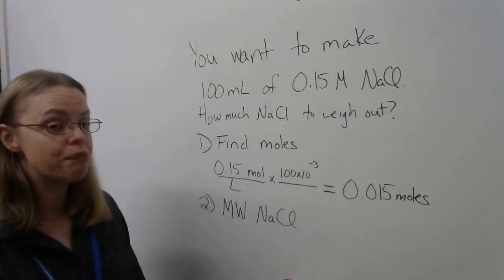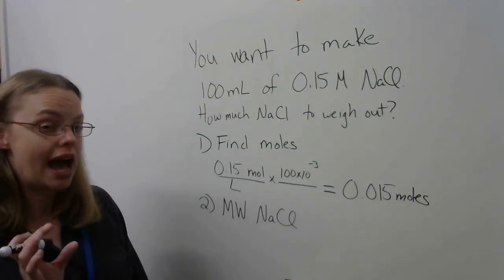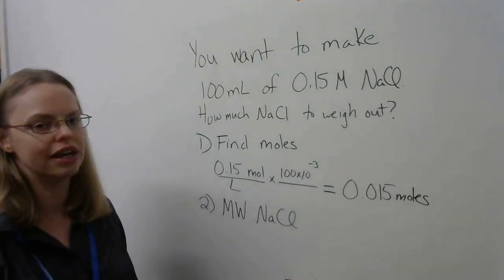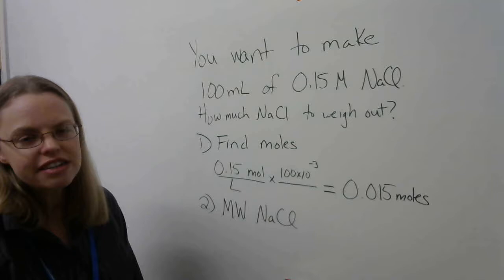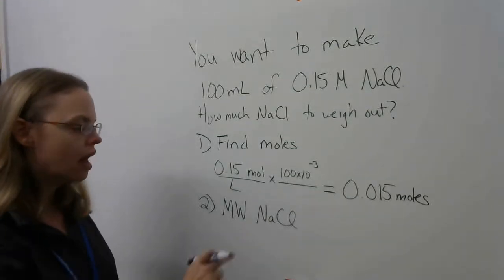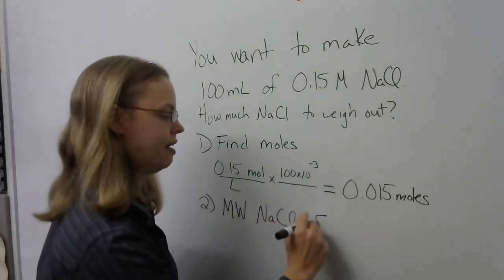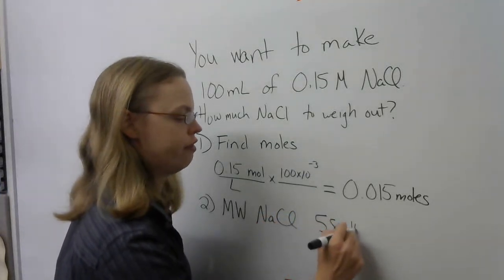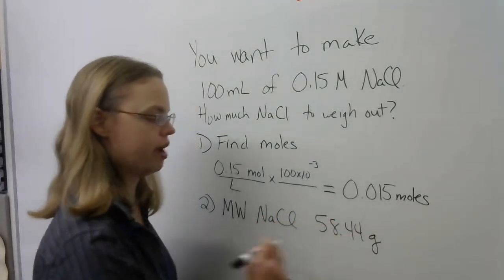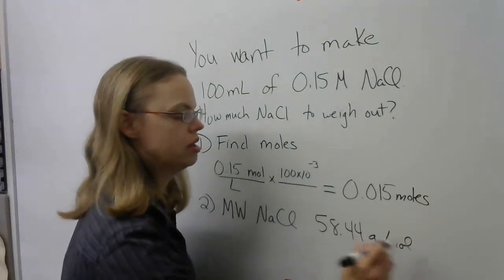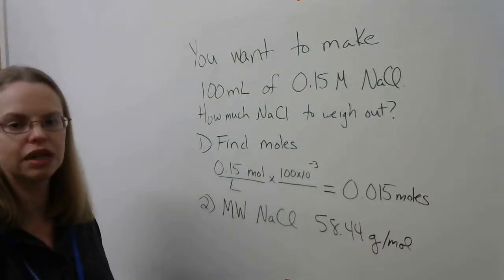Sometimes you can find it right on the bottle. If you're in a lab, it often has the molar mass on the bottle, but you can look it up. You can theoretically calculate it yourself too, but I have to admit most of us don't. All right, so the molecular weight of NaCl, I looked it up. It's 58.44 grams per mole. So that's the molar mass and molecular weight.